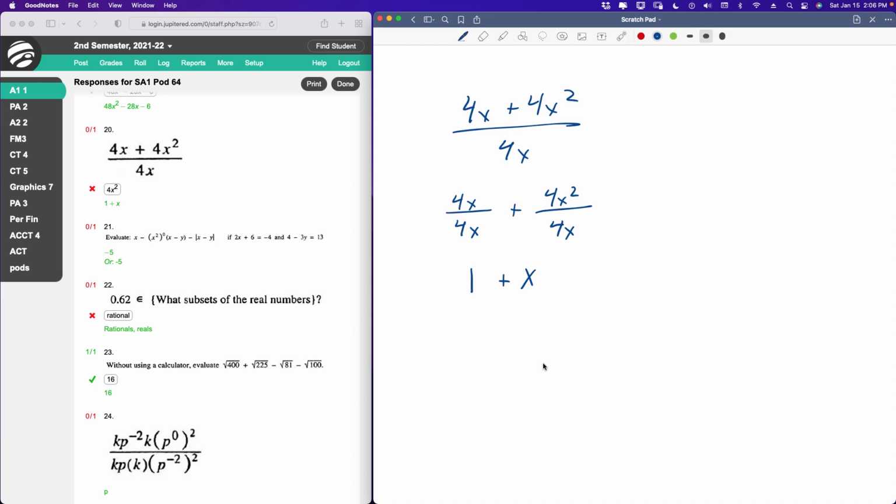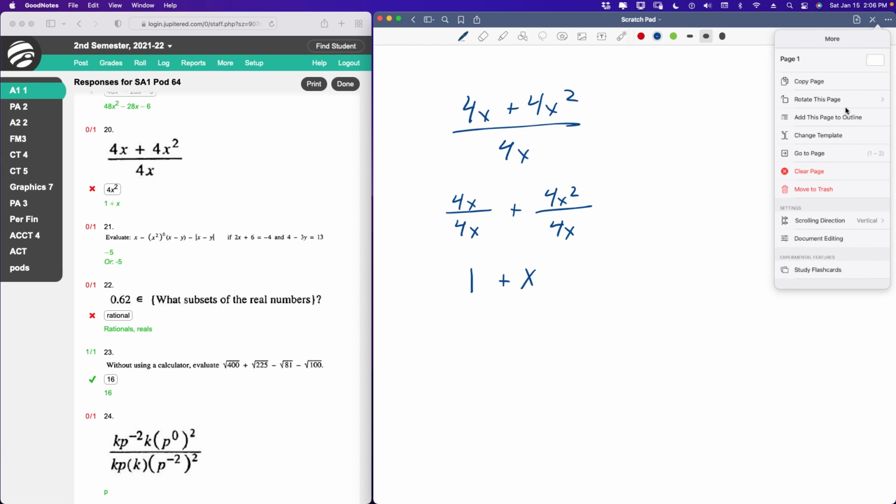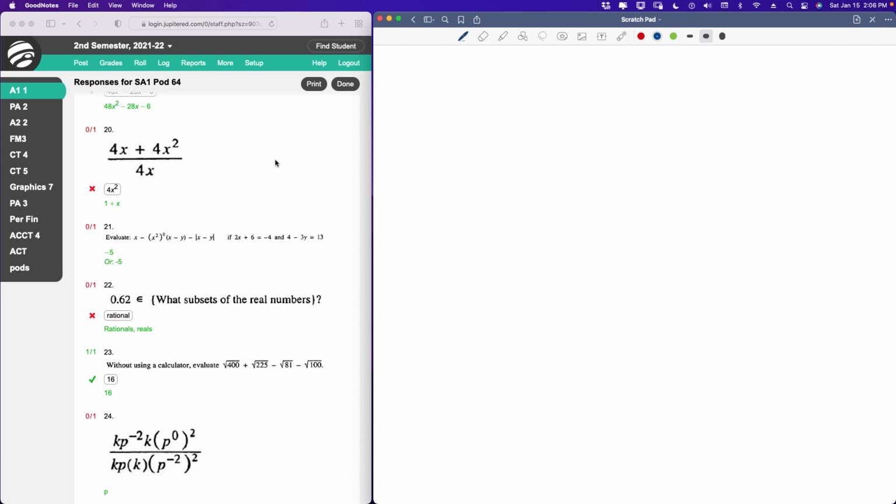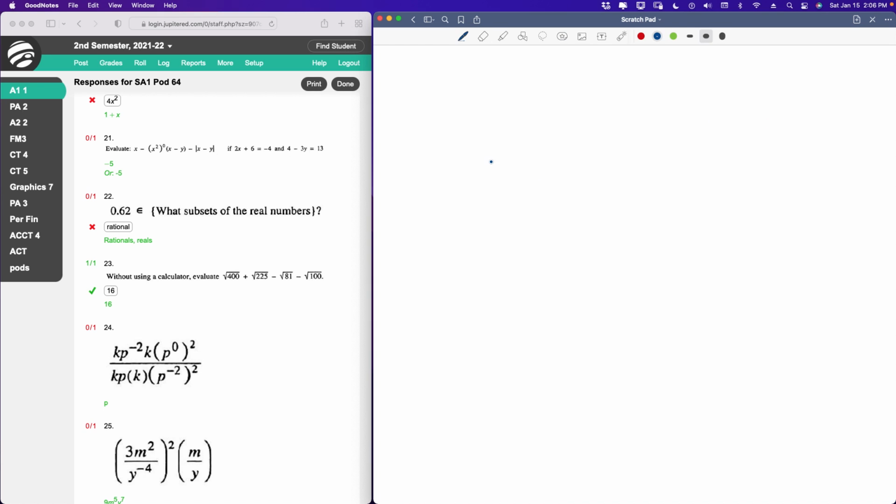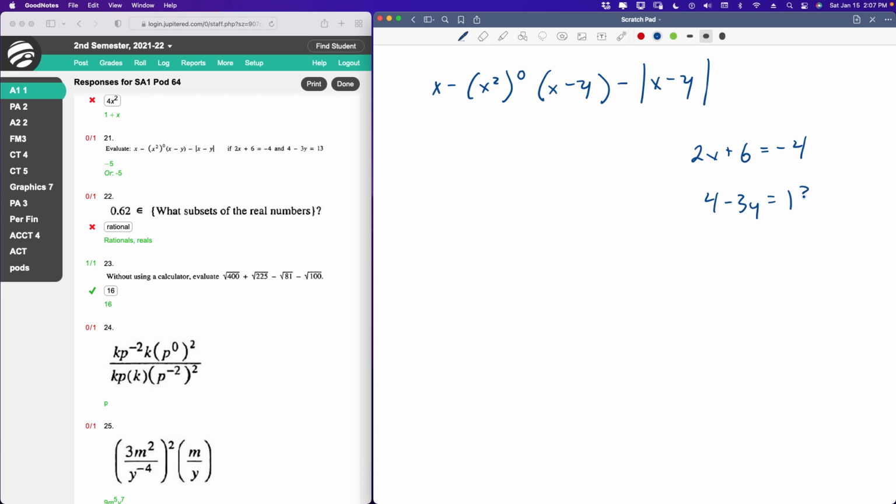Okay, number 21. All right, we are going to evaluate this big long thing. So we have x minus x squared to the 0 times x minus y minus the absolute value of x minus y. If 2x plus 6 equals negative 4 and 4 minus 3y equals 13. All right, so what you have to do is solve this for x and solve this for y in order to find out what your y and your x equal. So let's do that first.